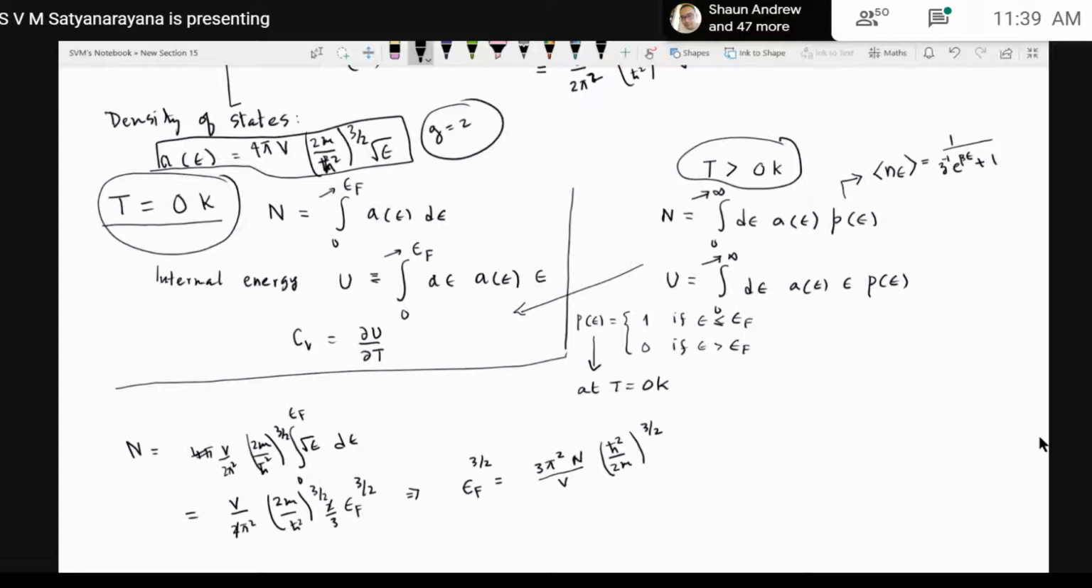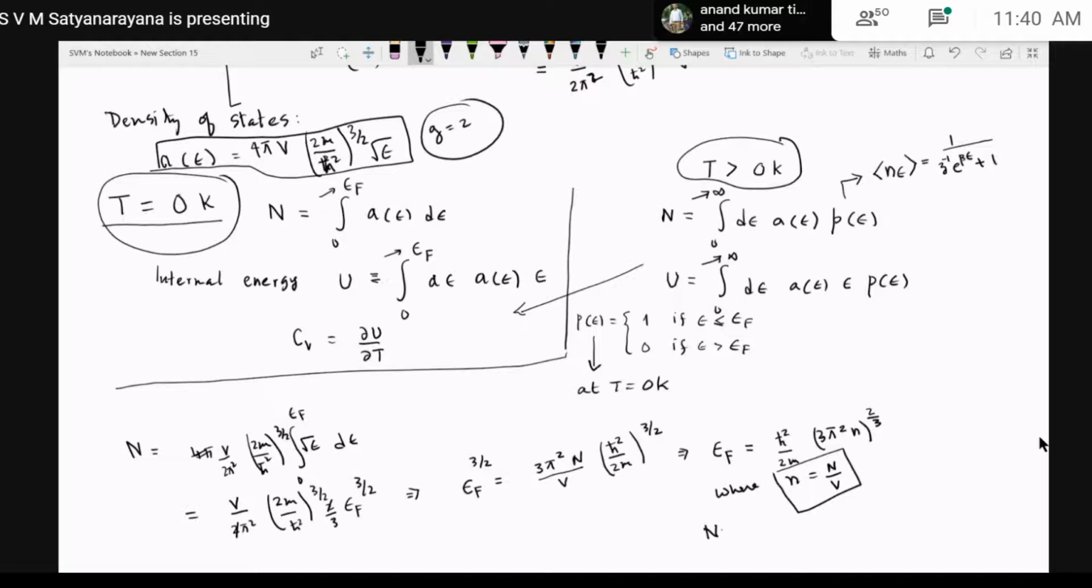So this will give us an expression for the Fermi energy in terms of the number density. So epsilon_F is given by h bar square by 2m into (3 pi square n) to the power 2 by 3, where the small n that I am writing here is basically capital N divided by V. This is the number density.